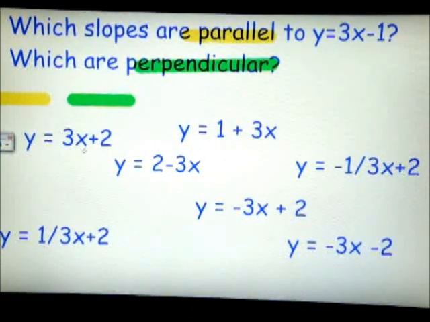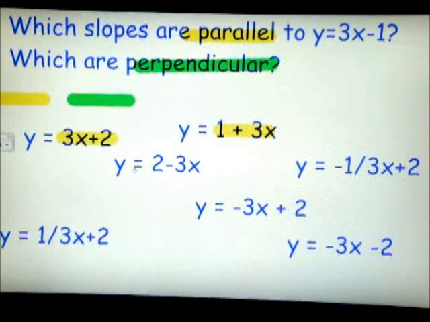So this first one, y equals 3x plus 2. I notice that this equation has the same slope as the given equation, so it's parallel. Same slope, parallel. Let's look at this next one, y equals 1 plus 3x. Just because the y-intercept and the slope are reversed doesn't change what the numbers mean. The number in front of the x is always the slope, so if the slope is 3, it's parallel.